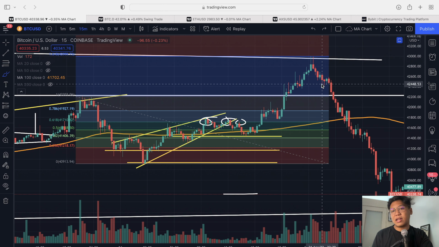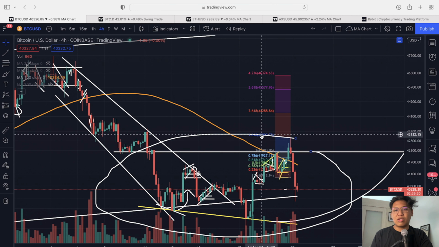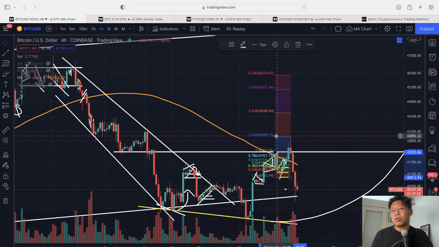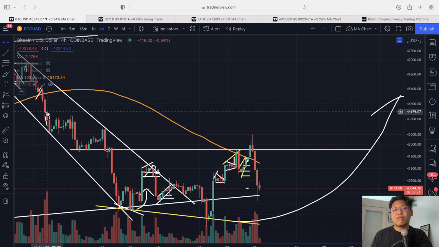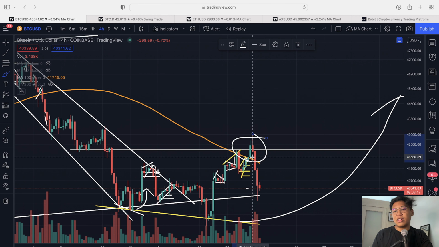So if you're going to look at this in the 4-hour time frame, let's try to zoom out dito and understand ano nangyari dyan. So if you're going to look at the 4-hour time frame, we're actually seeing a resistance within the 100 moving average in the 4-hour time frame. So right now, we are seeing a massive resistance dyan within that area. And as you can see, we saw a lot of sell volume during that resistance. So that led into this massive movement to the downside.